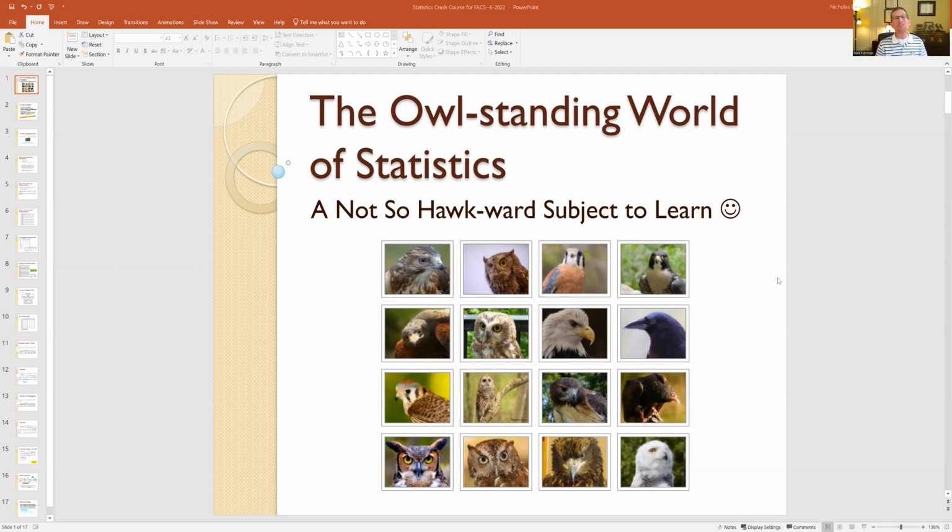This is the outstanding world of statistics. I know you're surprised that I came up with that. And the fact that stats really aren't that awkward at all. Take a look at all these beauties on the screen right here. All these wonderful birds of prey, aside maybe from this raven right here and vulture. Most are birds of prey.